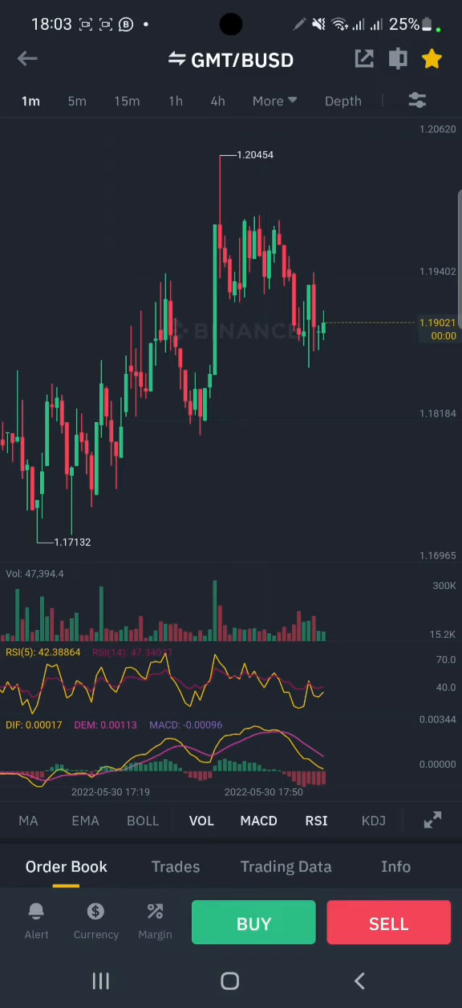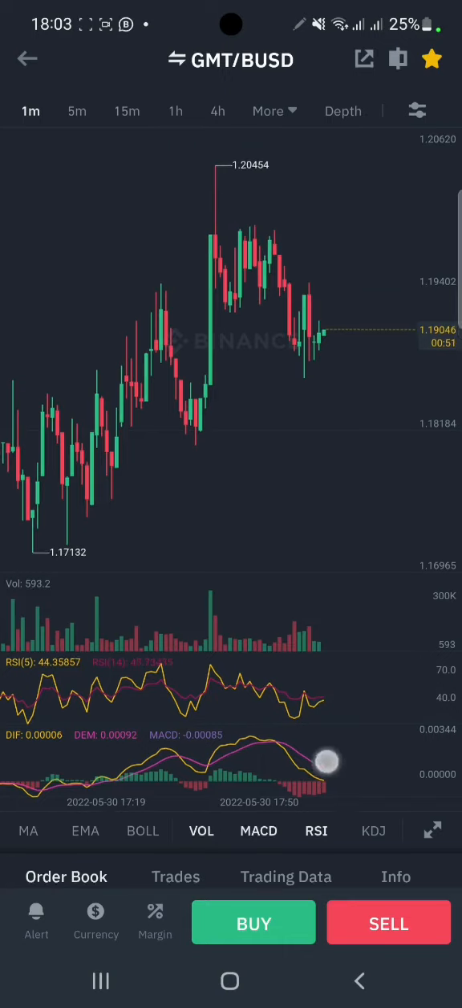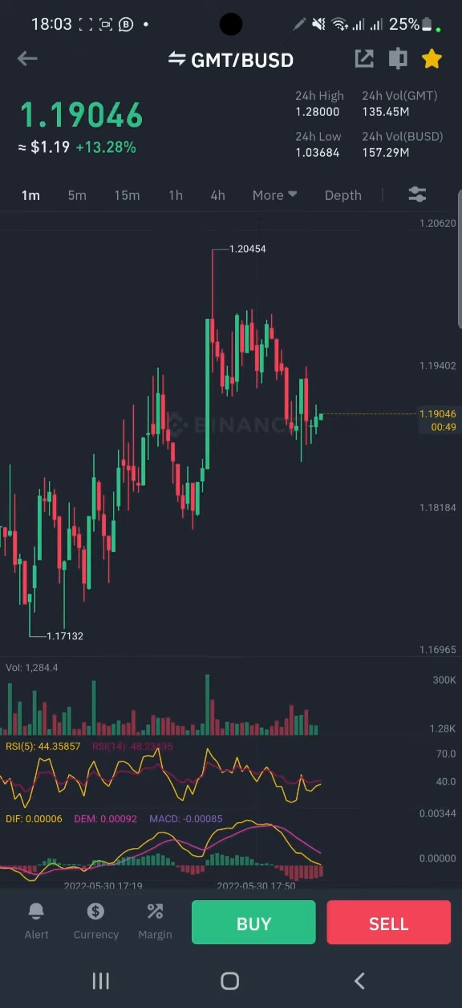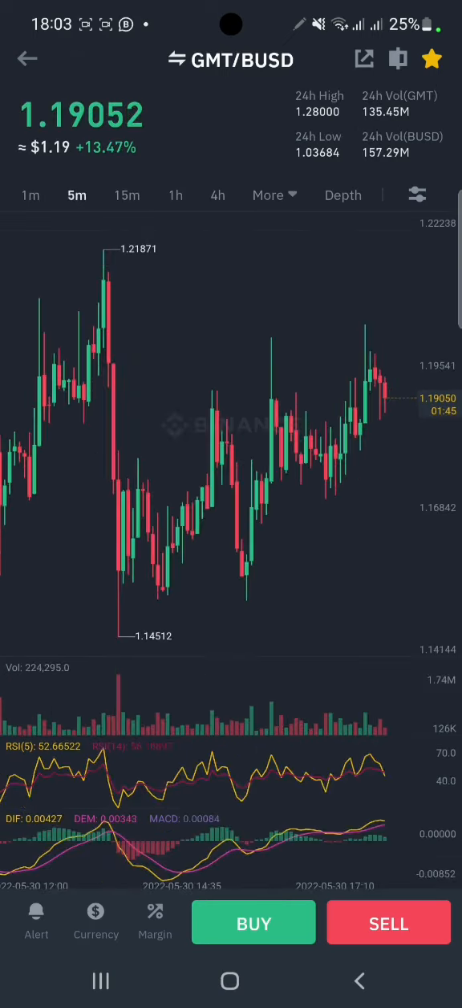How far are the DIF and the DEM of the MACD apart? How far apart are they? Is a convergence going to happen, or is the divergence just starting? So you're checking all those things, and then I go to the 5 minute time frame. Now there's less detail, but you can see a bigger picture.